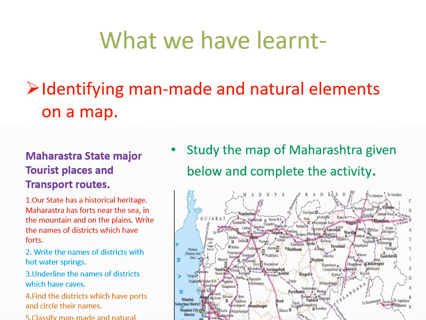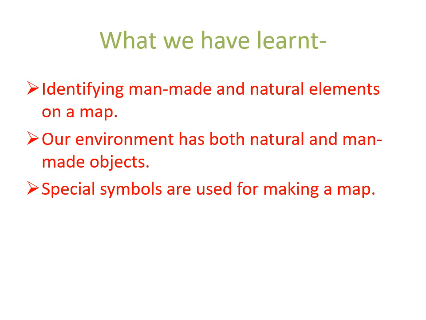Let's move on to the next slide. Now in this lesson, we have learned to identify the man-made and natural elements on a map. Then we learned our environment has both natural and man-made objects. Then we learned about the special symbols that are used for making of a map. Without symbols, we cannot read the details of the map. It is impossible to read the details of the map without symbols.